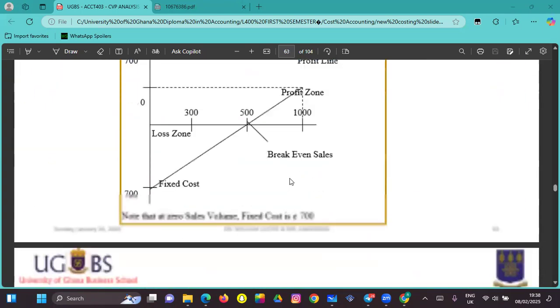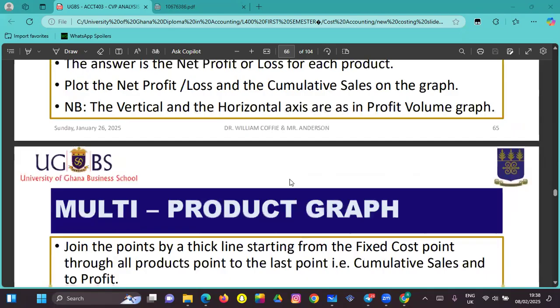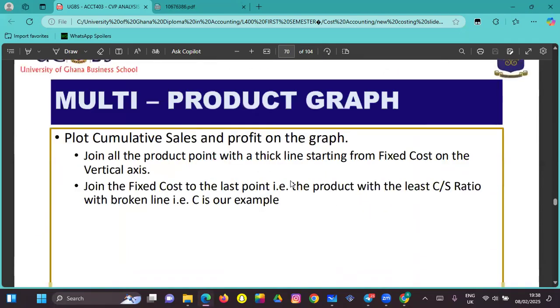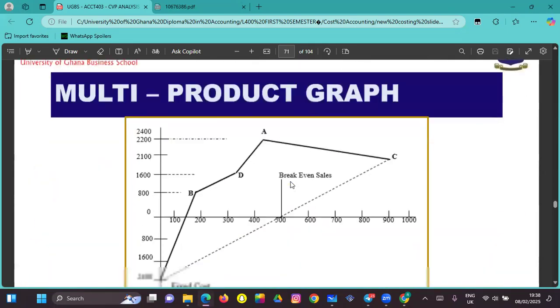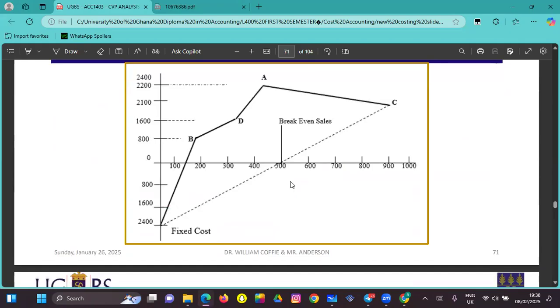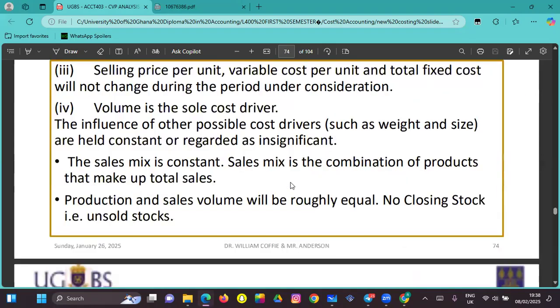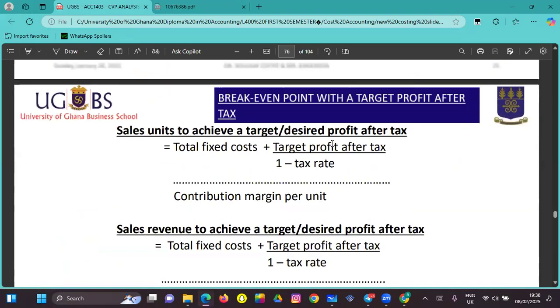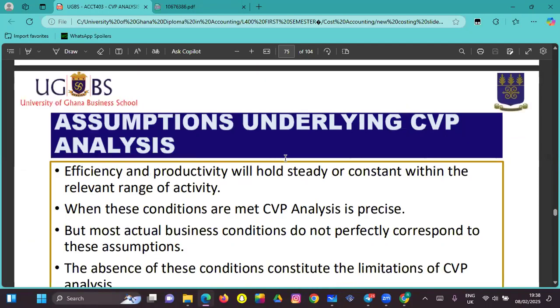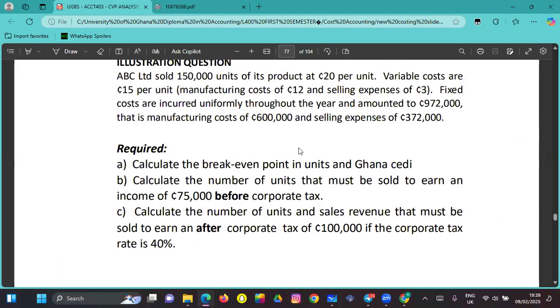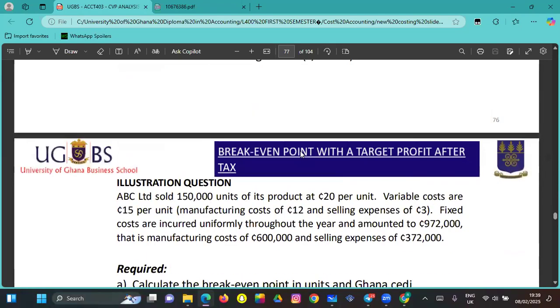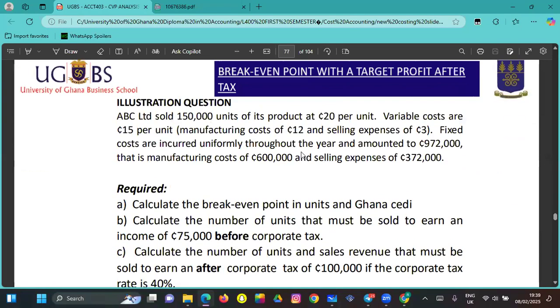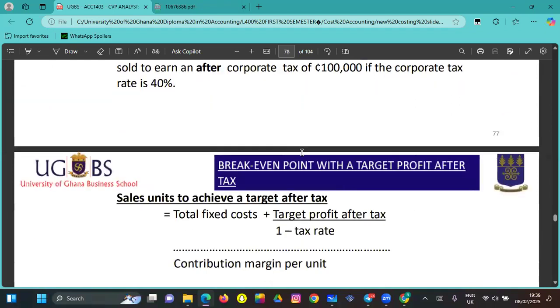Let me see whether there's something that we didn't touch. I've touched on everything. I'm sure we'll do the rest reading through this next semester. And this is the profit targets that I spoke about, right? I've spoken about this already. So it's easy, and you can try this illustration. We'll solve more questions very soon.